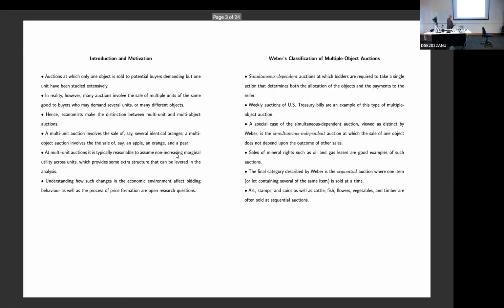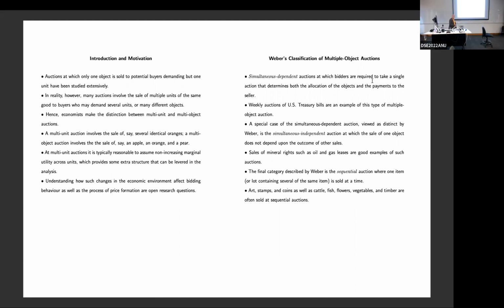Okay. So basically what I would call the new frontier in auctions is not single unit or single object auctions, but rather multi-unit ones where there's multi-unit supply and multi-unit demand. Some of these auctions are no different from static auctions. And how does that happen?